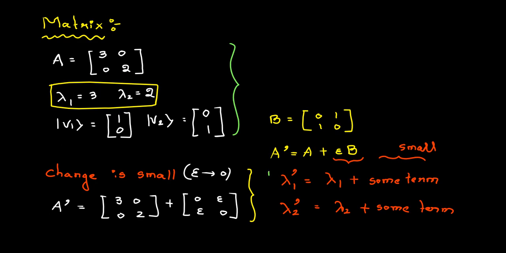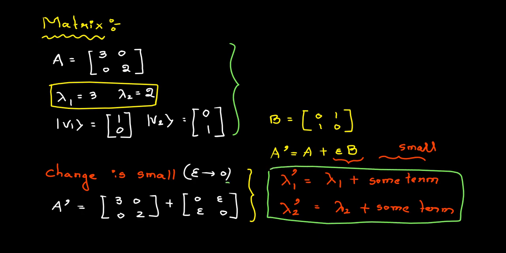Now I have to prove that this is indeed true when you add matrices of such nature, such that epsilon is very small. So how do I prove it? The best way is to take the new matrix, A prime, which equals 3 epsilon and epsilon 2, and actually calculate its eigenvalues.